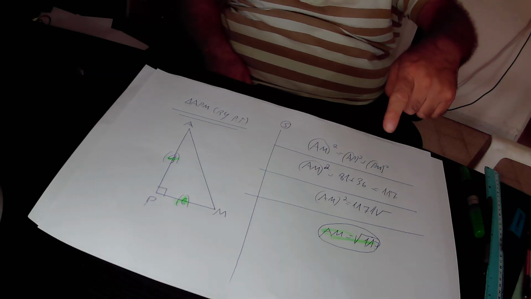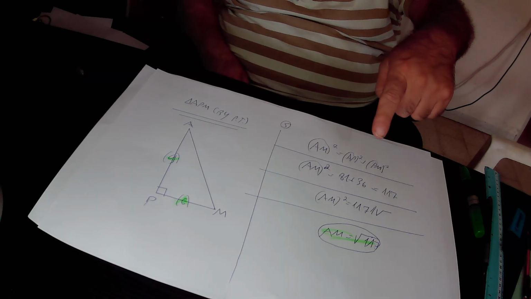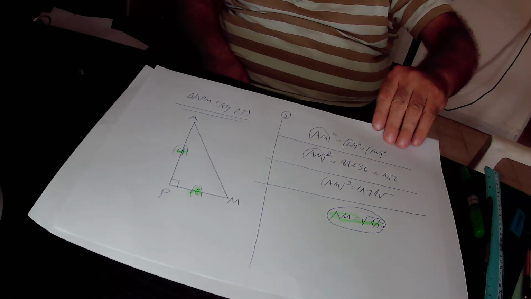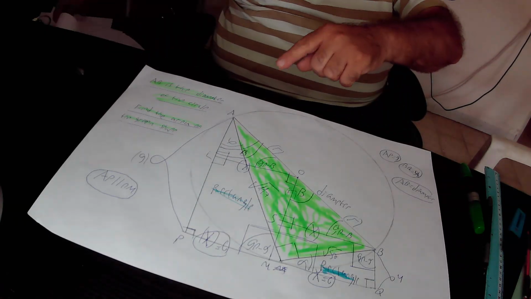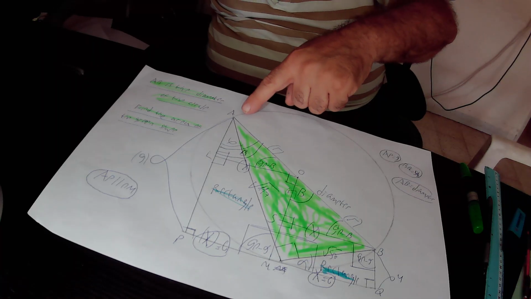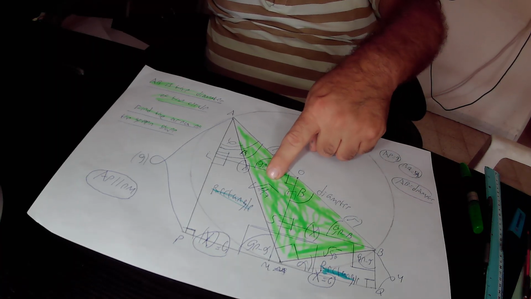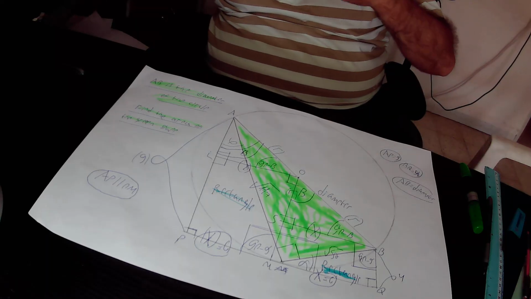Solving the equation, we found that AM is equal to the square root of 117 units in length. This is side AM, equal to the square root of 117 units in length.